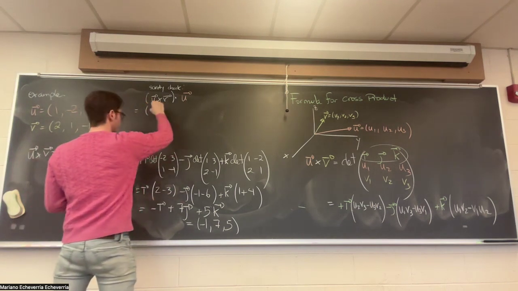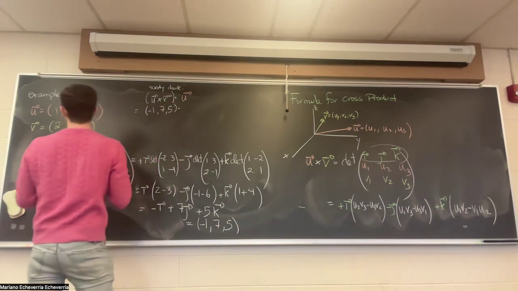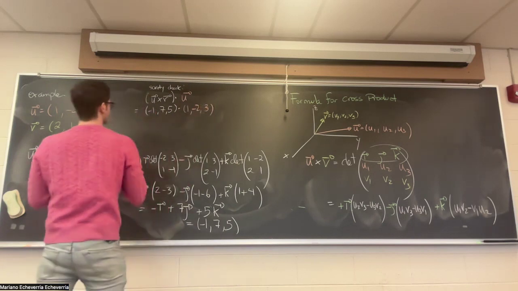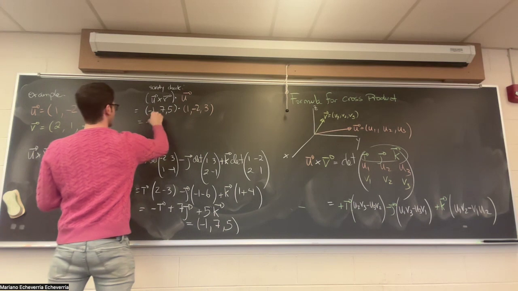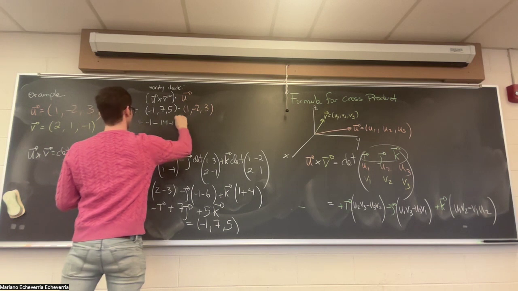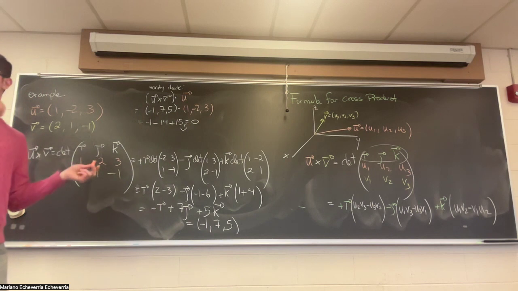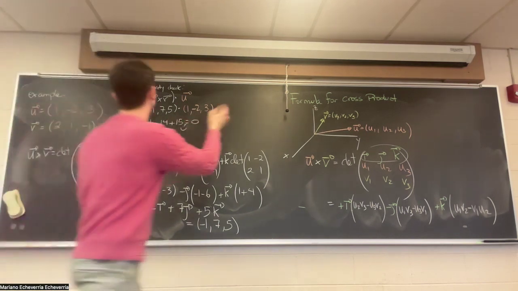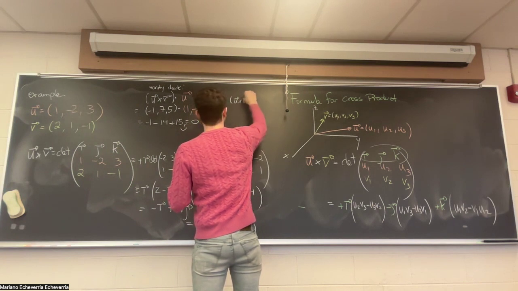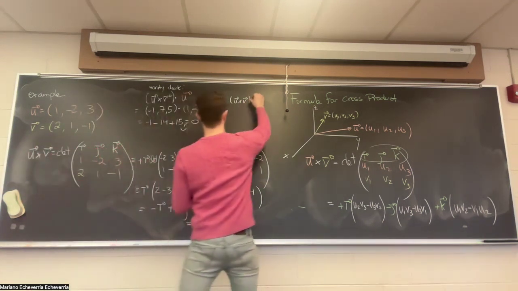So this gives you the dot product between -1, 7, 5 and u, which is 1, -2, 3. And let's see, this gives you -1 - 14 + 15, right? Which is 0, right? So they're perpendicular, and the same would work with the other, but I won't do it here. I'll just put that u cross v dot v would also give you 0, because it is supposed to be perpendicular to both of them, right?